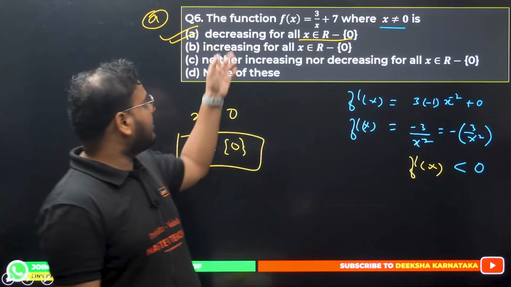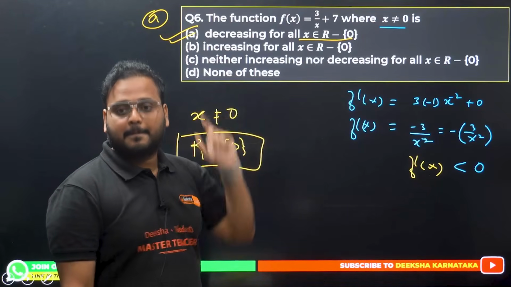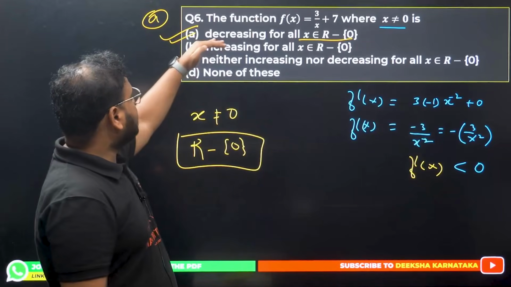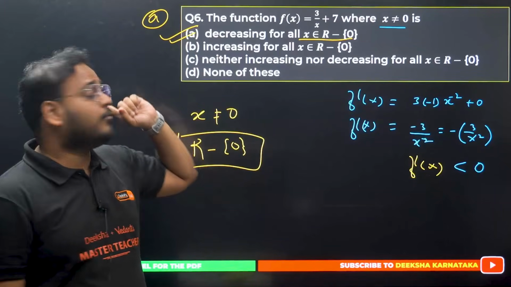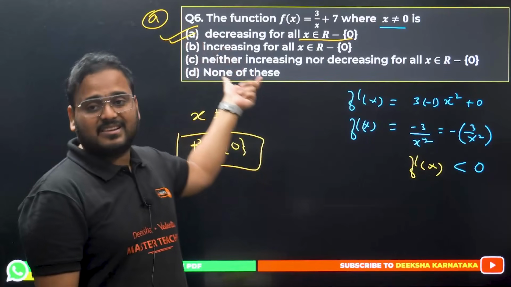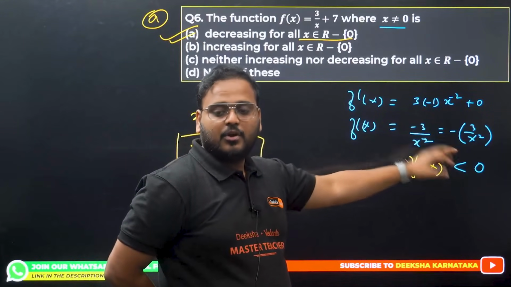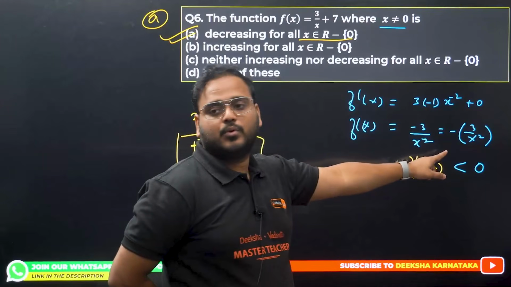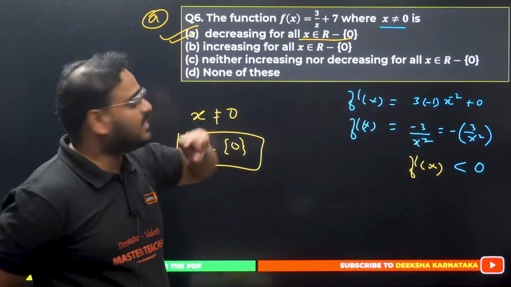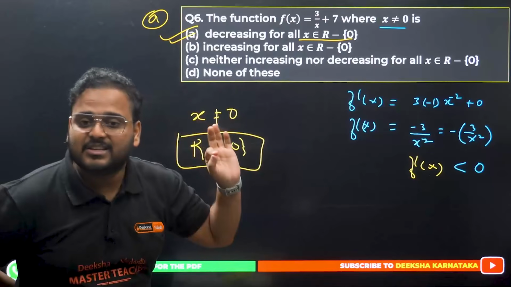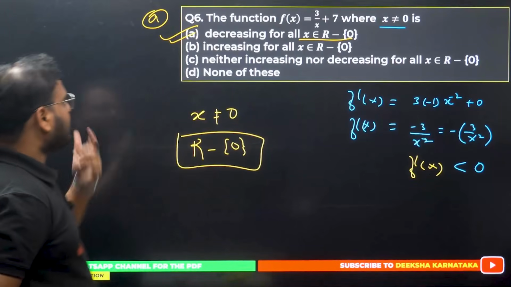If you had options given here as decreasing or strictly decreasing, which are you going to choose? You have to choose strictly decreasing, because this can never be 0. For any value of x, this will never be 0. So if you had two options, decreasing or strictly decreasing, you have to choose strictly decreasing. Okay, 6 is done.